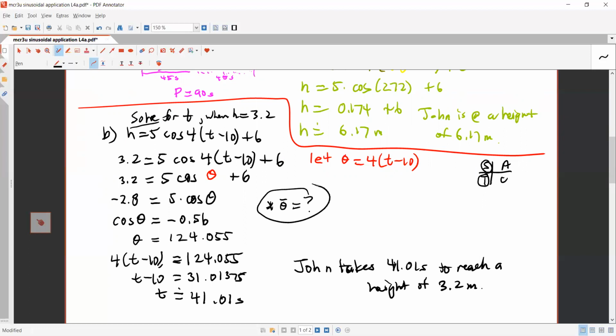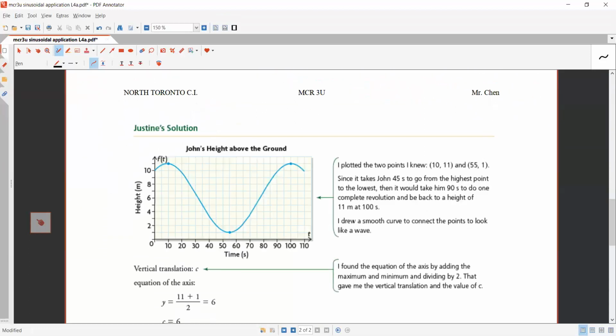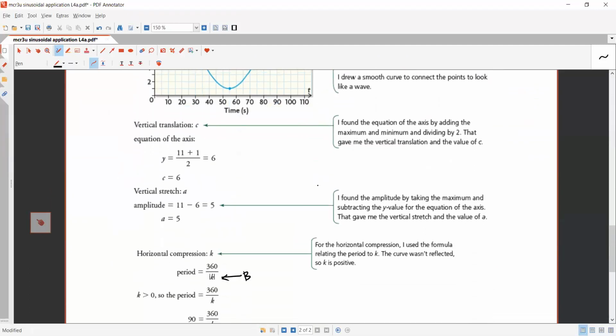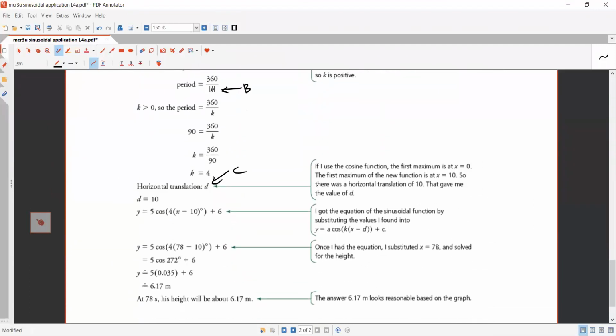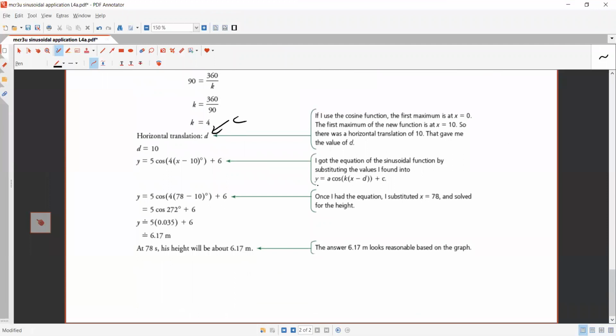So hopefully you enjoyed that. Hopefully that assisted you. Again, you have on the second page the solution. Unfortunately, you don't have the second question that I just did because they're just asking you to do it.